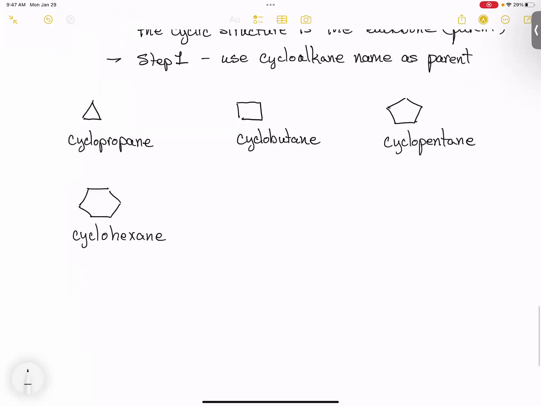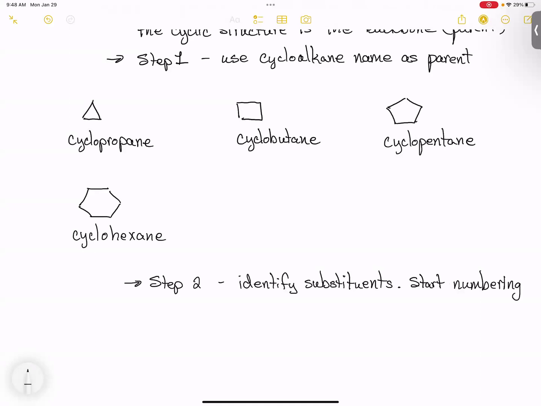Step 2 is to identify the substituents. And in this case, you start numbering the cycloalkane so that the substituents have the lowest number possible.